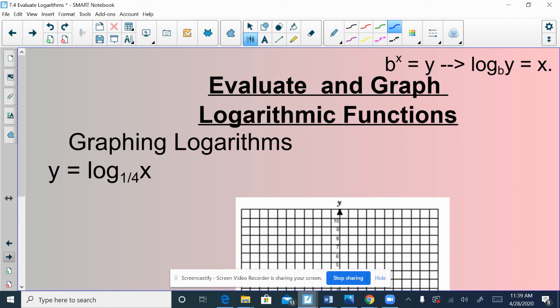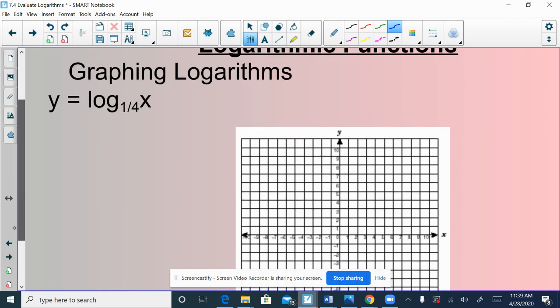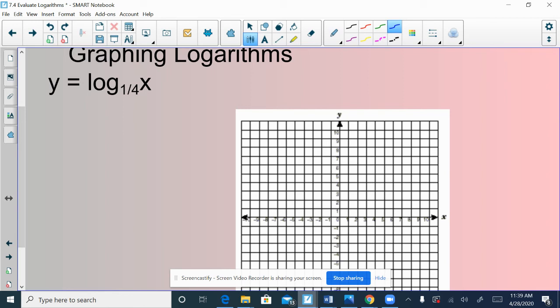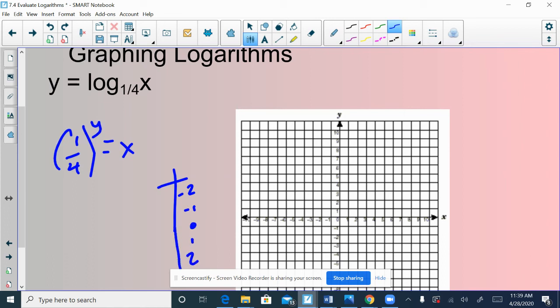Let's do one more. I just want to do one with a fractional base. It's not really that different. We should be able to do the conversion. We're going to have 1/4 to the y power is equal to x. We should be able to plug in -2, -1, 0, 1, and 2 for y. 1/4 to the -2nd power would be 16. 1/4 to the -1st would be 4. 1/4 to the 0 would be 1. Anything to the 0 is 1.